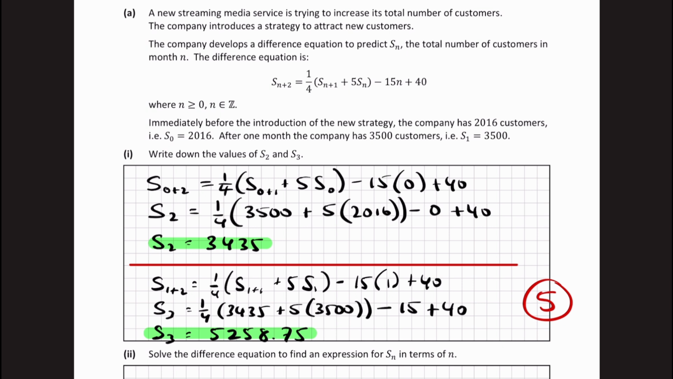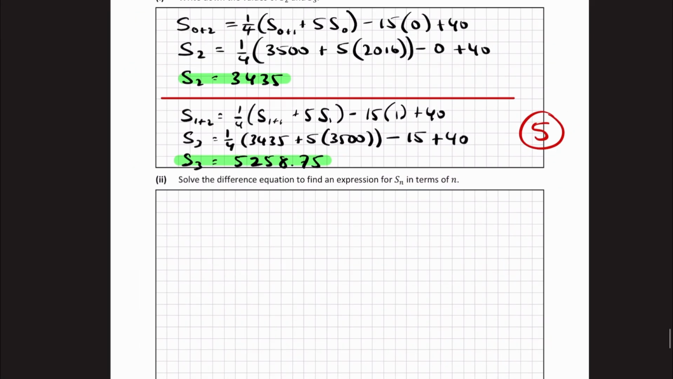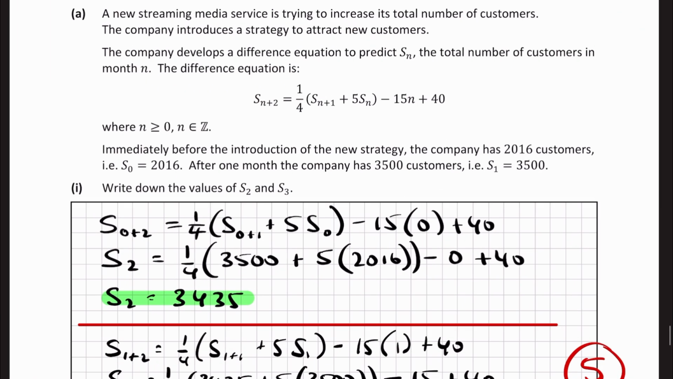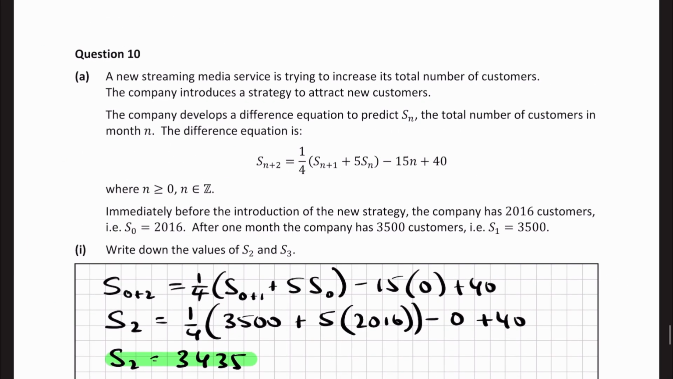Right, let's take a look at part 2. In part 2, they're asking us to solve the difference equation to find an equation for Sn in terms of n. To do that, we're going to need the homogeneous part plus the particular solution. For the homogeneous part, just ignore the linear part of this equation and focus in on this part.